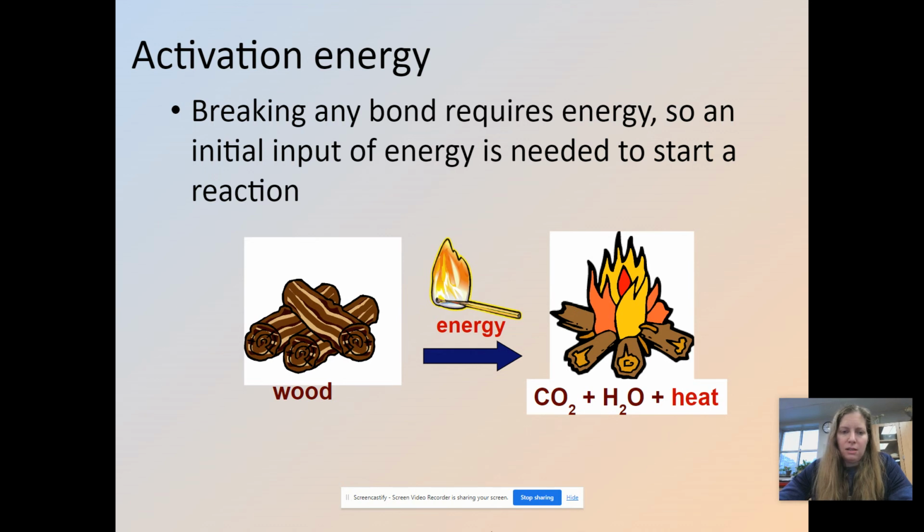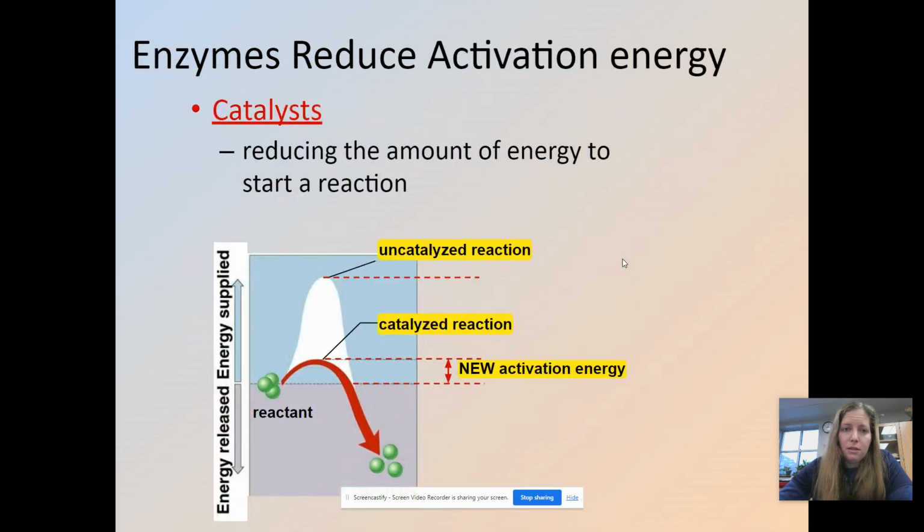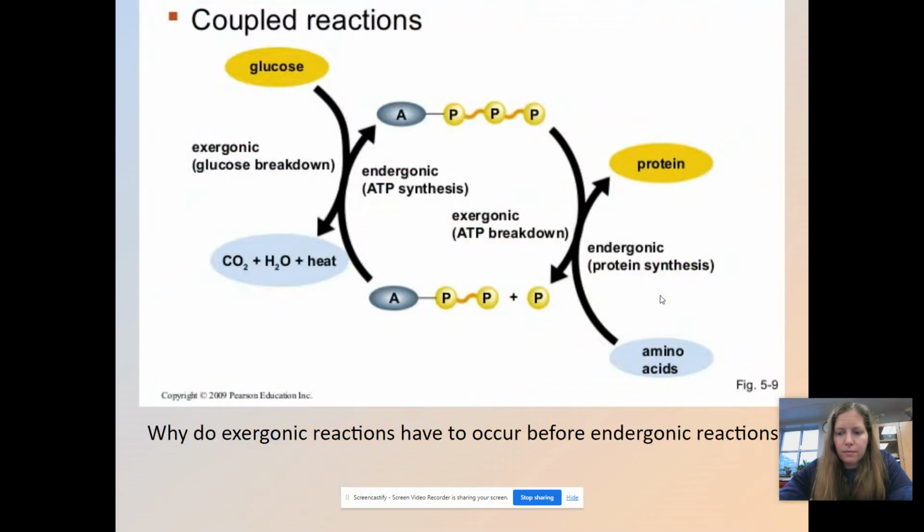And so you can think about this like a pile of wood will burn spontaneously once you get it started, right? So you have to provide that initial energy to start breaking the bonds so that when we reform them, we release that extra energy and the reaction continues to happen. And so when we think about enzymes, the reason why they're catalysts and they speed reactions up is because they lower that amount of starting energy that you need.